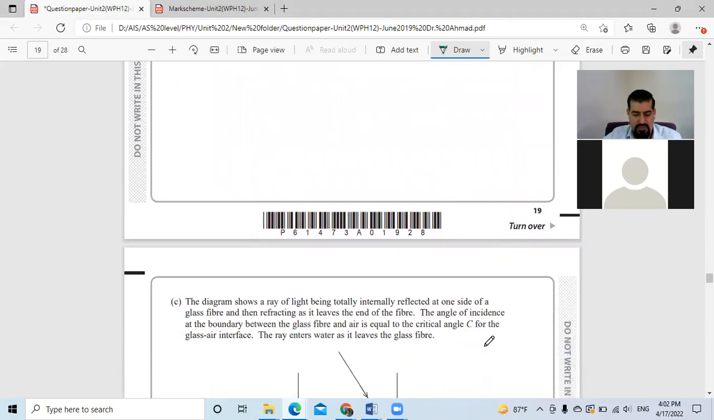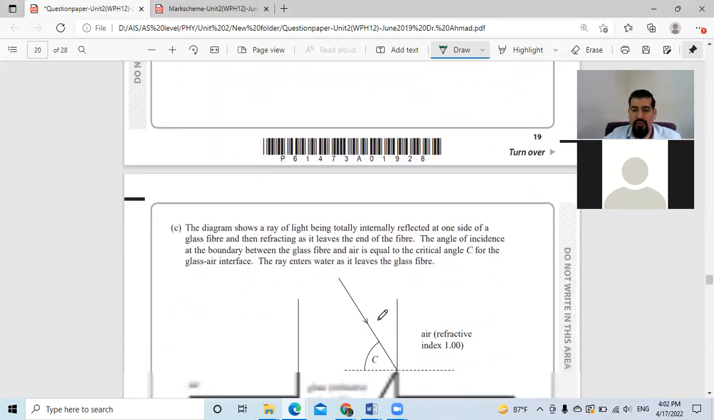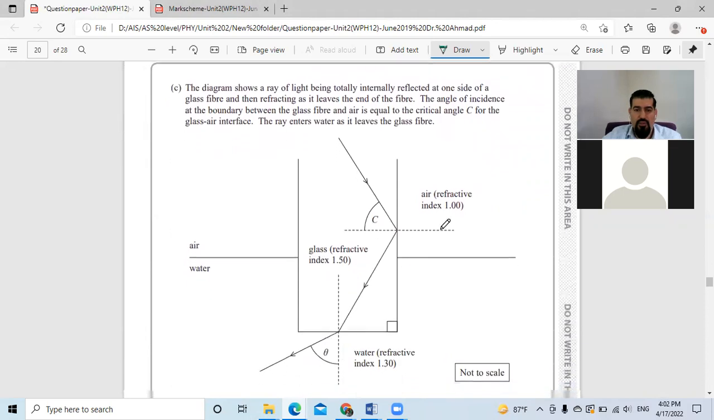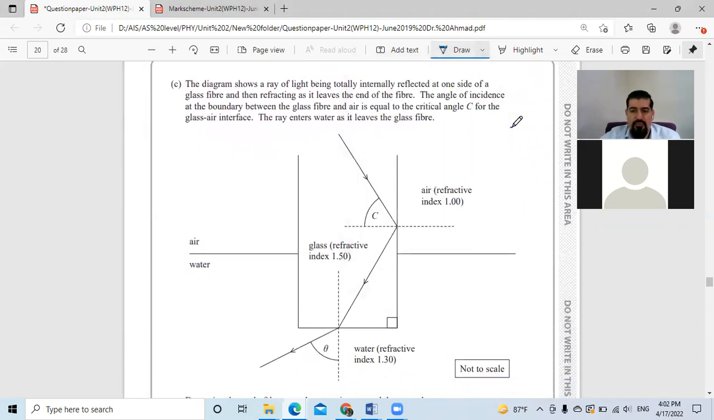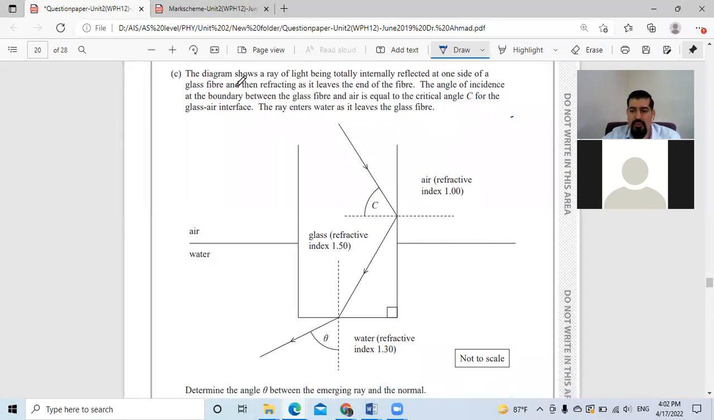Okay, next part here. Look at what they ask in this question. The diagram shows a ray of light being totally internally reflected in one side of the glass fiber, and then refracting as it leaves at the end of the fiber.